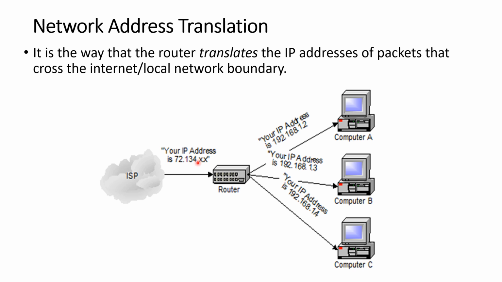The router then looks up its NAT table to find computer A's private IP address, switches the public IP back to the private IP, and forwards the packet to computer A. This process enables seamless communication while protecting the internal network from direct exposure to the internet.